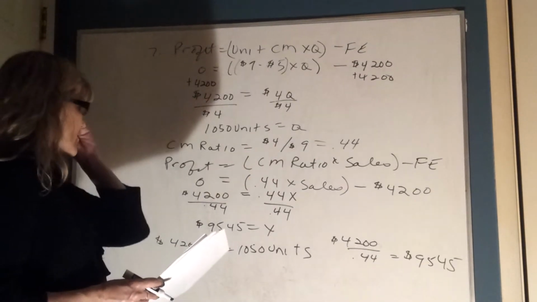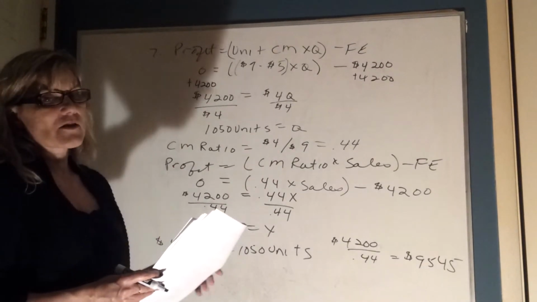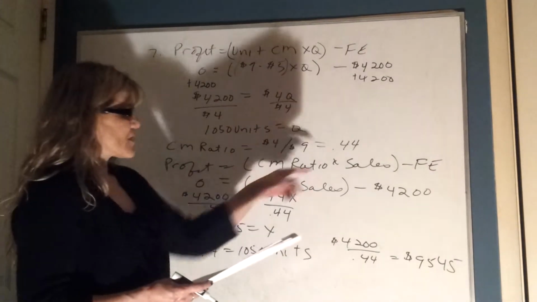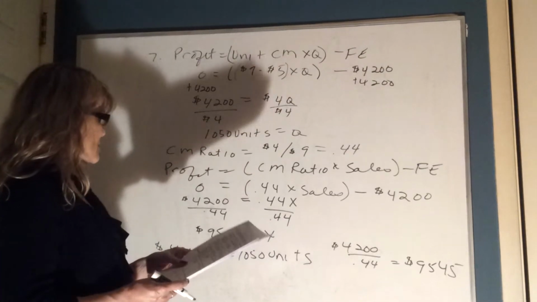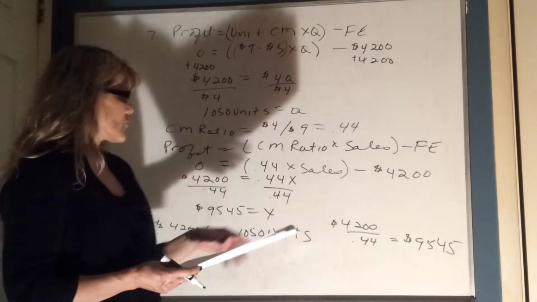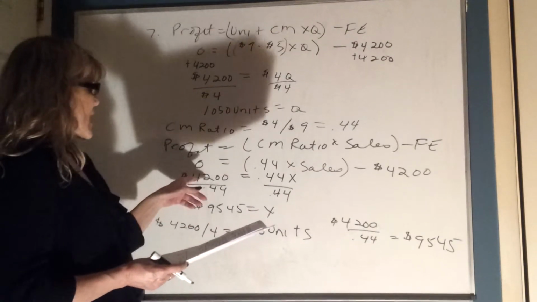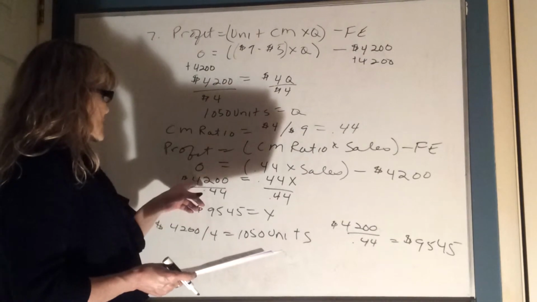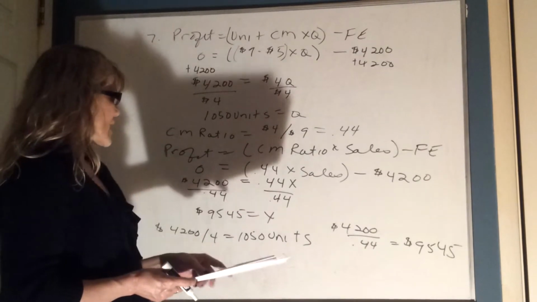I'm just rounding here. Follow the instructions in the homework as to how they want you to round. But the profit equals the contribution margin ratio times sales minus fixed expenses. 0 equals 0.44 times sales minus 4,200. We'll go ahead and add 4,200 to both sides of the equation, which gives us 4,200 equals 0.44x.